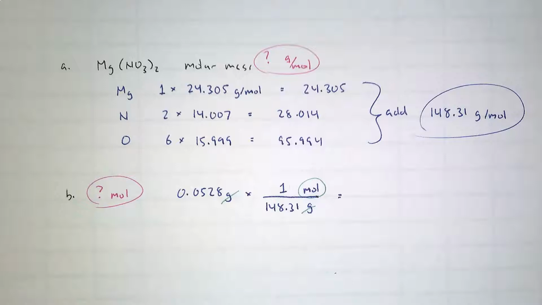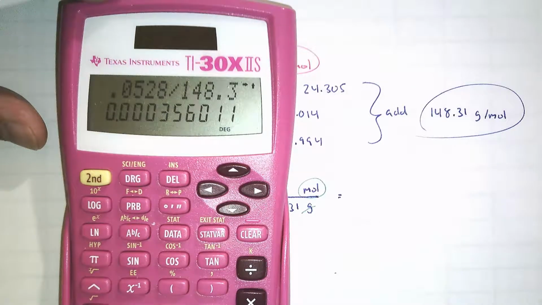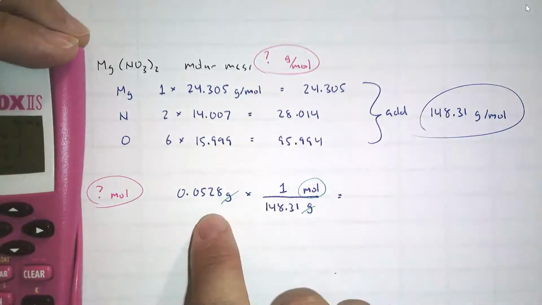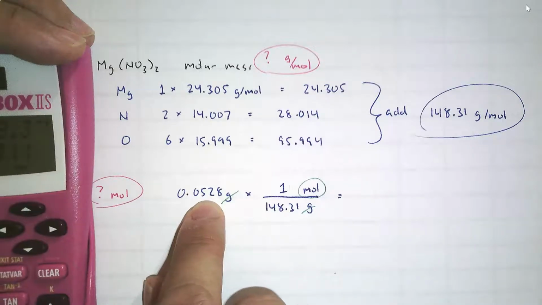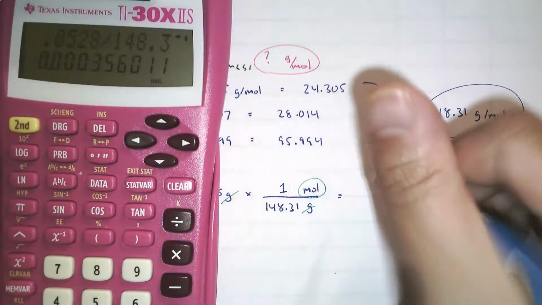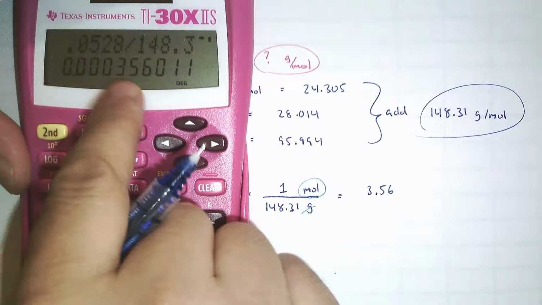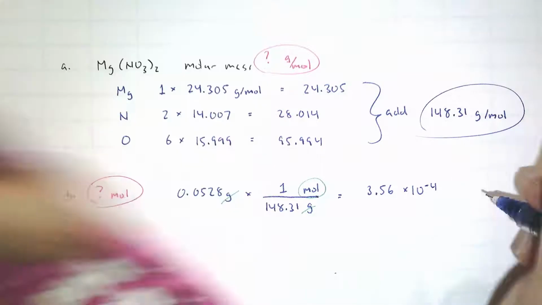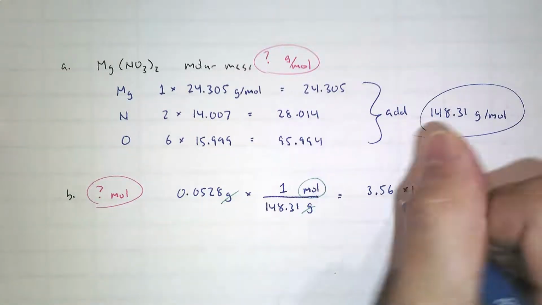0.0528 divided by 148.31. Ooh. So we do have a bunch of zeros, leading zeros. Yeah, let's do scientific notation. And I don't want to get too crazy with the sig figs. We'll do 3, right, for this number here. 3 significant figures. 3.56, okay, times 10 to the 1, 2, 3, 4, times 10 to the negative 4. And what are the units? Moles. MOL or MOLES. Okay.